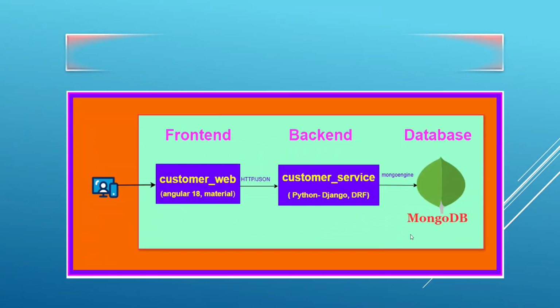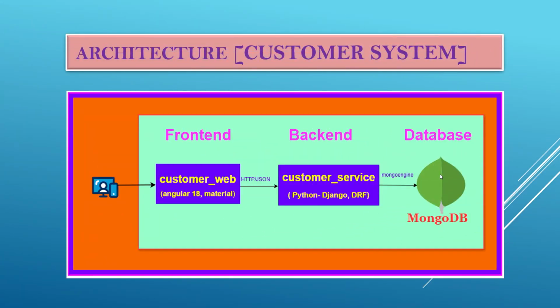So let us see the architecture part. This is the architecture in which we are going to build a complete customer system. In that, we are going to create our front-end application with Angular 18, and this is customer_web. This is the front-end application we are going to create.